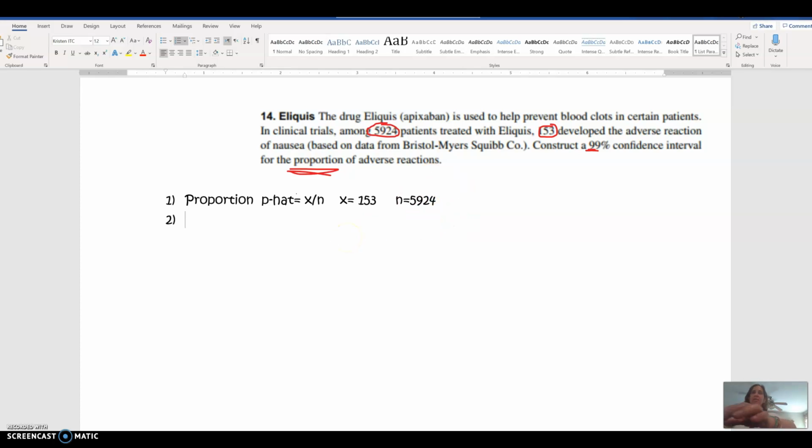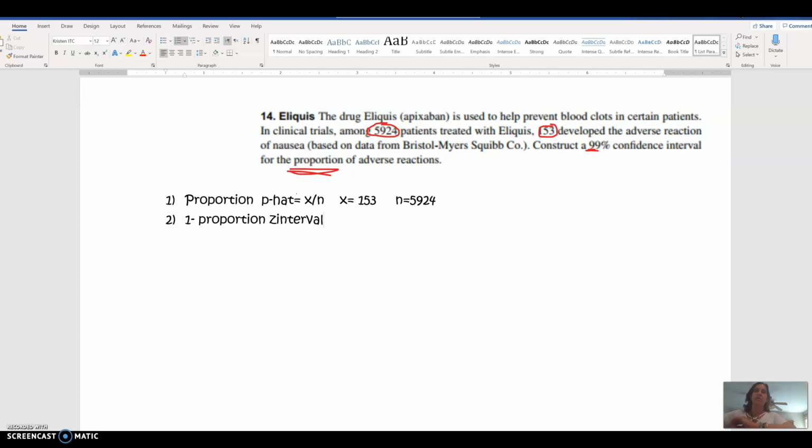Then I'm going to put these things into the calculator. Because it's a sample proportion, that means that I am going to go into my calculator for tests, and I am going to use the one proportion z test, or z interval, because we're doing an interval.